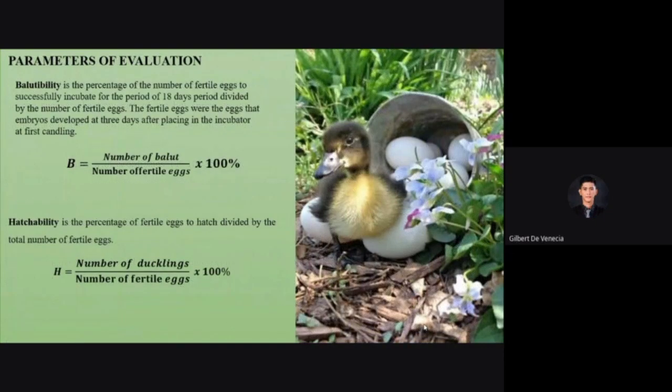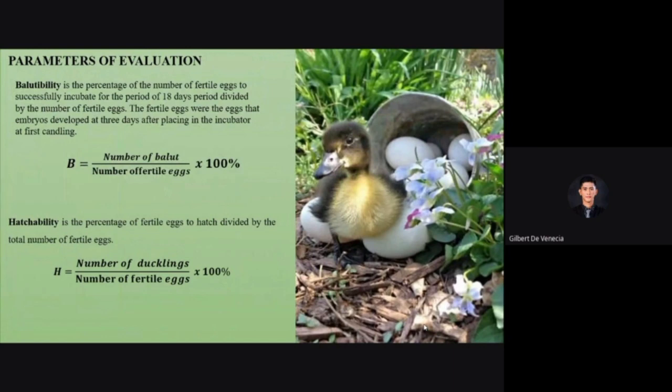Parameters of evaluation. Balutability is the percentage of the number of fertile eggs that successfully incubate for the period of 18 days, divided by the number of fertile eggs. The fertile eggs were the eggs whose embryos develop at 3 days after placing in the incubator at first candling.